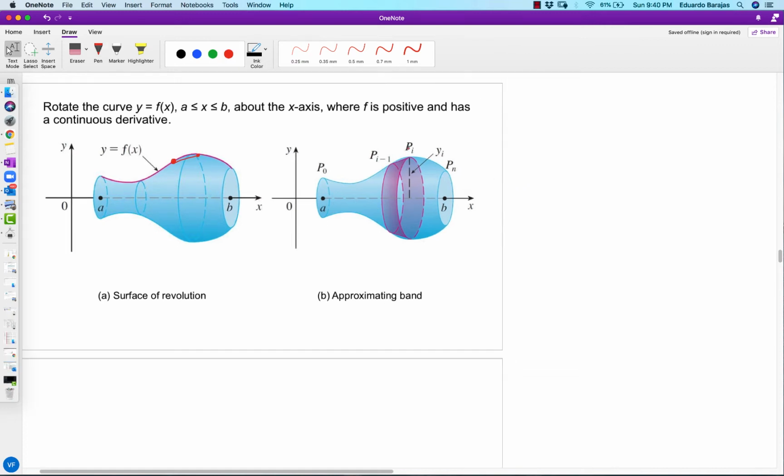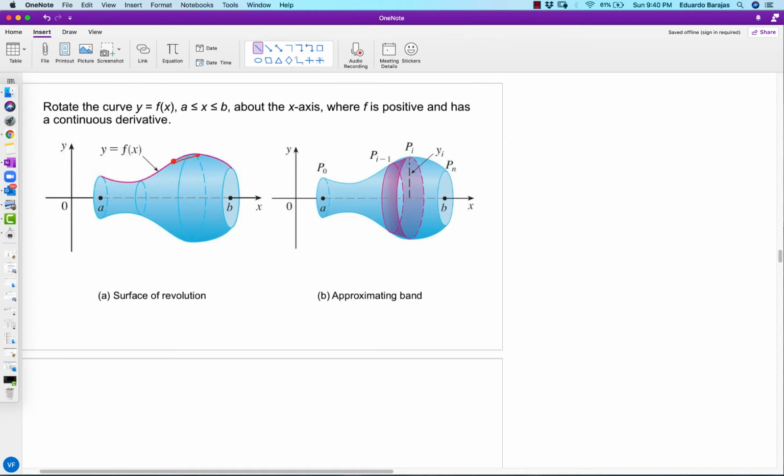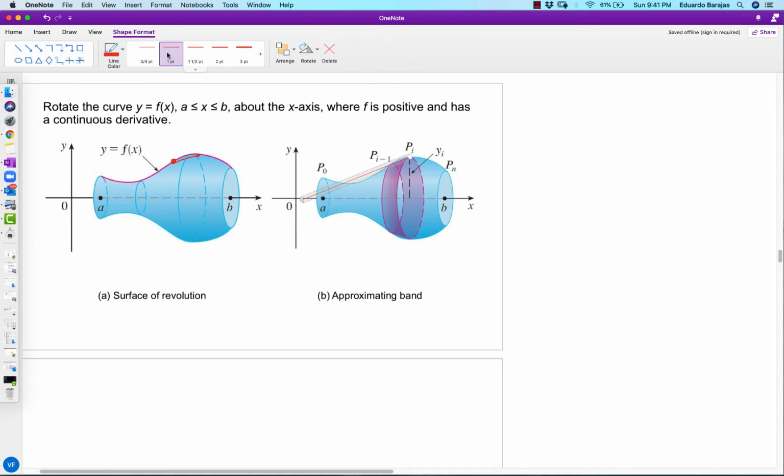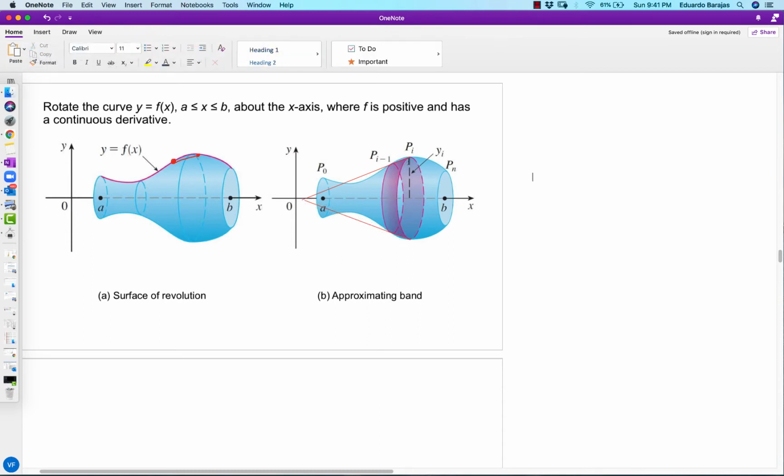And if we extend the sides of this little band, it'll look just like a cone. Maybe this kind of goes out to around there. You see how if we extend the sides all the way out to there, we can think of this tiny little segment as a little piece of a cone, and we already have a formula for that, right?